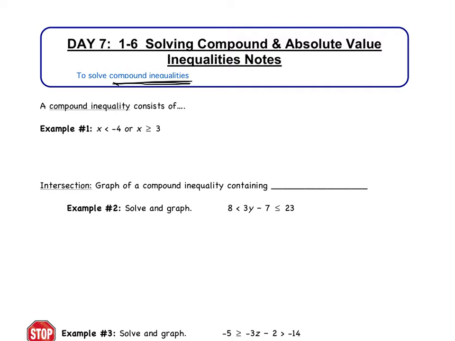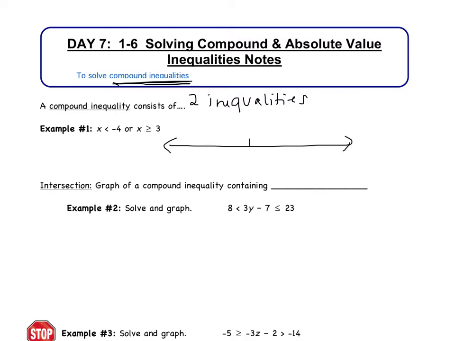First thing we should probably talk about is what is a compound inequality? Well, a compound inequality consists of more than one inequality, or in our case, two inequalities. So the previous video we focused on solving one inequality. Now we're going to solve and graph two of them. So example 1, the inequalities are already solved. We have x is less than -4 or x is greater than or equal to 3.